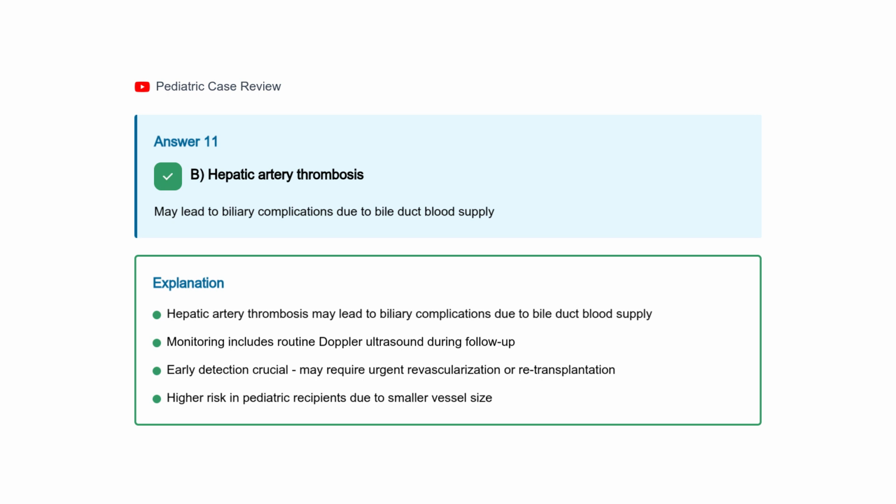Hepatic artery thrombosis may lead to biliary complications due to the bile duct's blood supply being primarily from the hepatic artery. Monitoring includes routine Doppler ultrasound during follow-up. Early detection is crucial and may require urgent revascularization or retransplantation. There is a higher risk of vascular complications in pediatric recipients due to smaller vessel size.